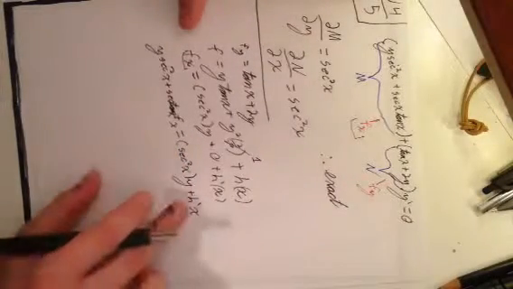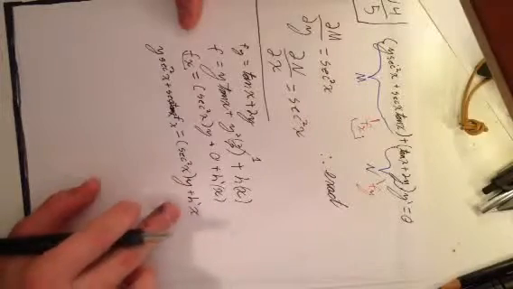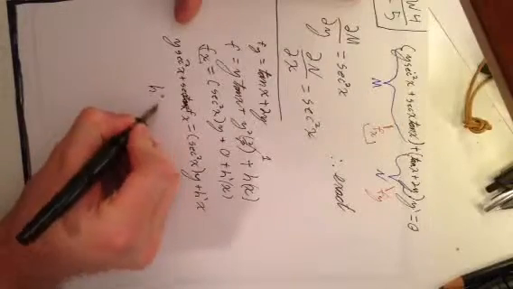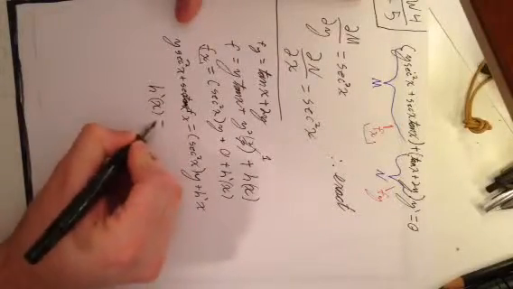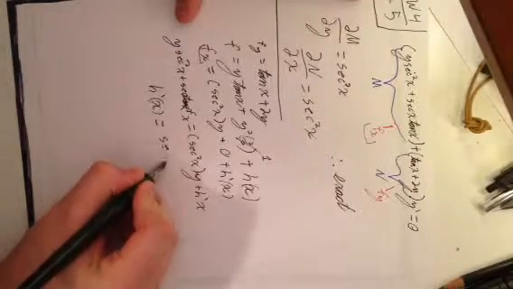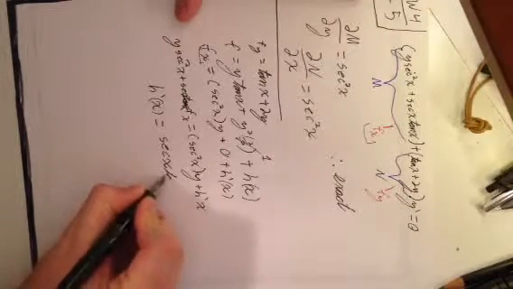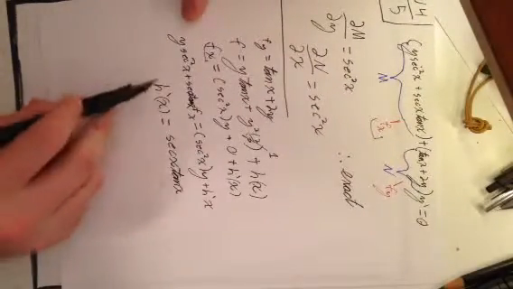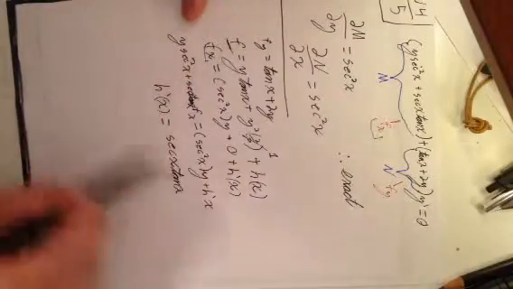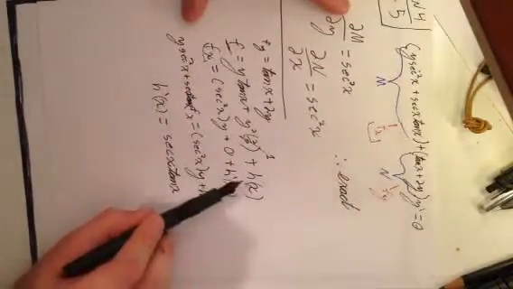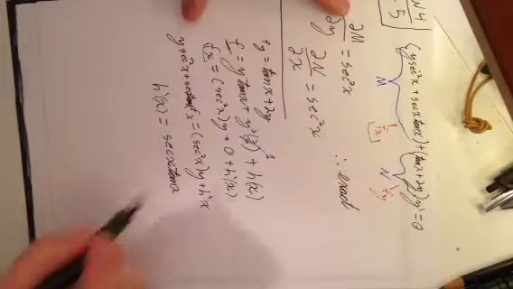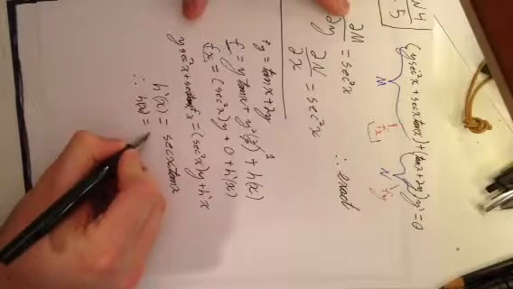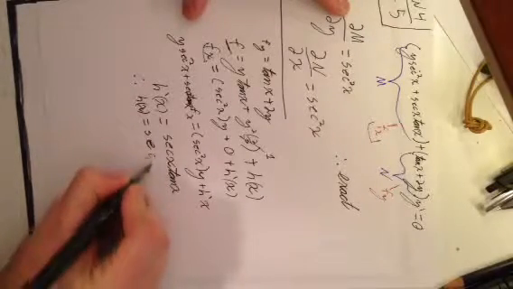Now we are going to solve for h prime of x, and when you do that, you will get that h prime of x is equal to secant x tan x. Now, this doesn't help us much for the regular function equation because this is h prime of x. We need just h of x. So we're going to have to integrate that in order to say that h of x is equal to secant x.